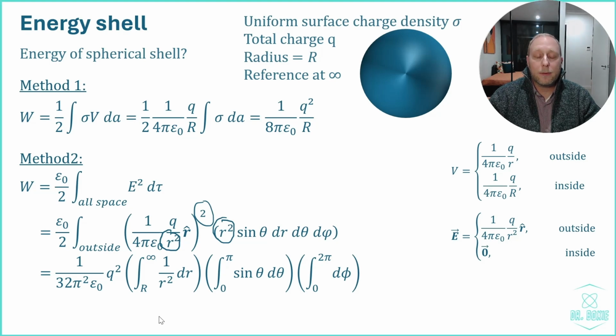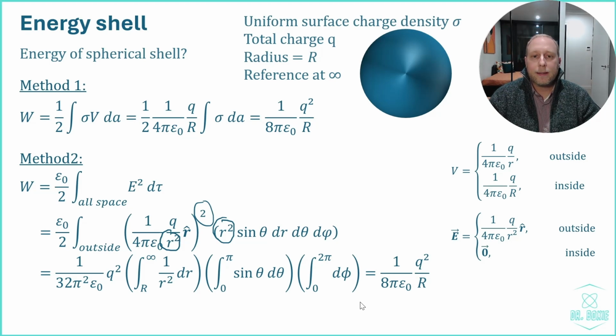And the r integral goes, because we're only integrating over the region outside of the spherical shell, from capital R to infinity, and the integrals of theta and of phi go as they always do in spherical coordinates, from 0 to pi for theta and from 0 to 2 pi for phi. The phi integral is simply equal to 2 pi. The theta integral, we've seen it a couple of times, is equal to 2. The r integral, 1 over r squared integrated, is equal to negative 1 over r. And that evaluated at infinity gives 0, so we're left with 1 over capital R. And that gives us this same expression using a completely different approach.